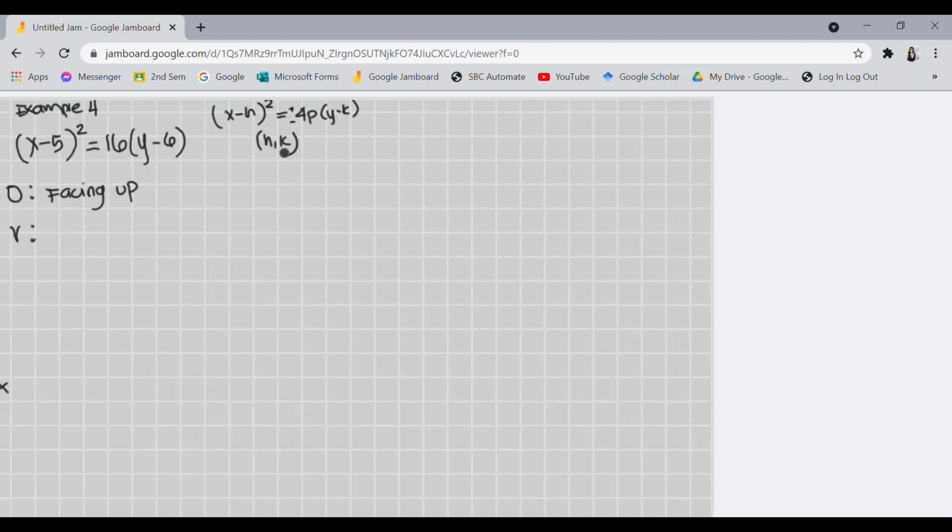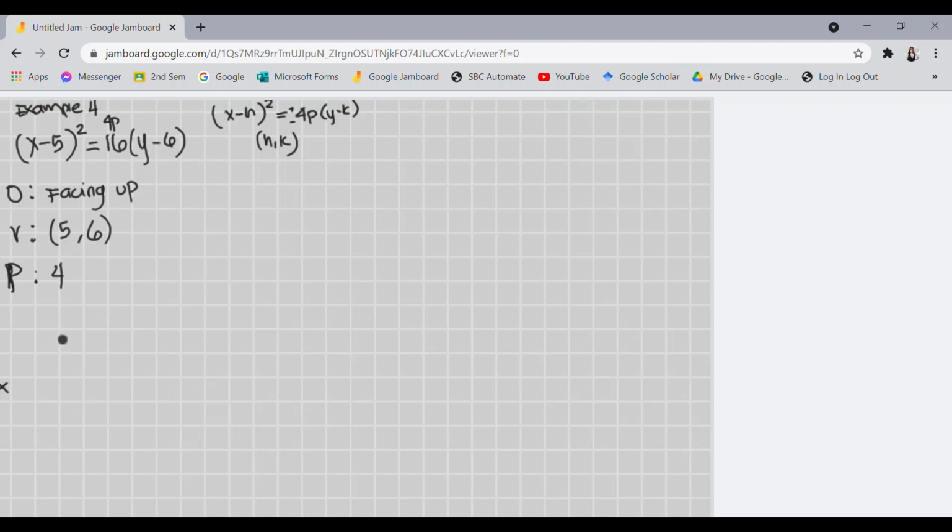k. So in this case, for minus h, we just take the positive 5 since minus 5 is written, and for minus k, we take the 6. So we have (5, 6) for our vertex. And then for the value of p, since this is 4p, we just divide this by 4. The value of p is equal to 16 divided by 4, which is equal to 4.